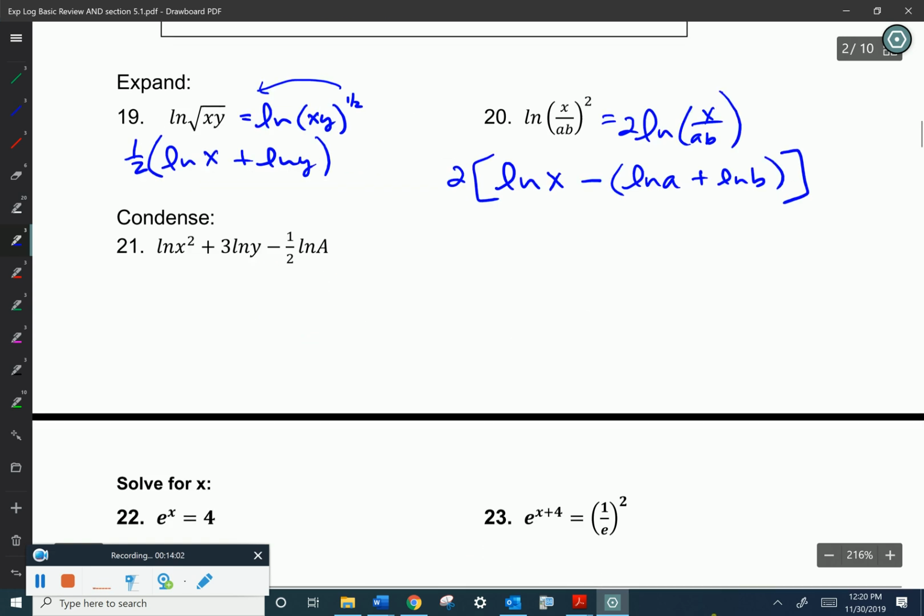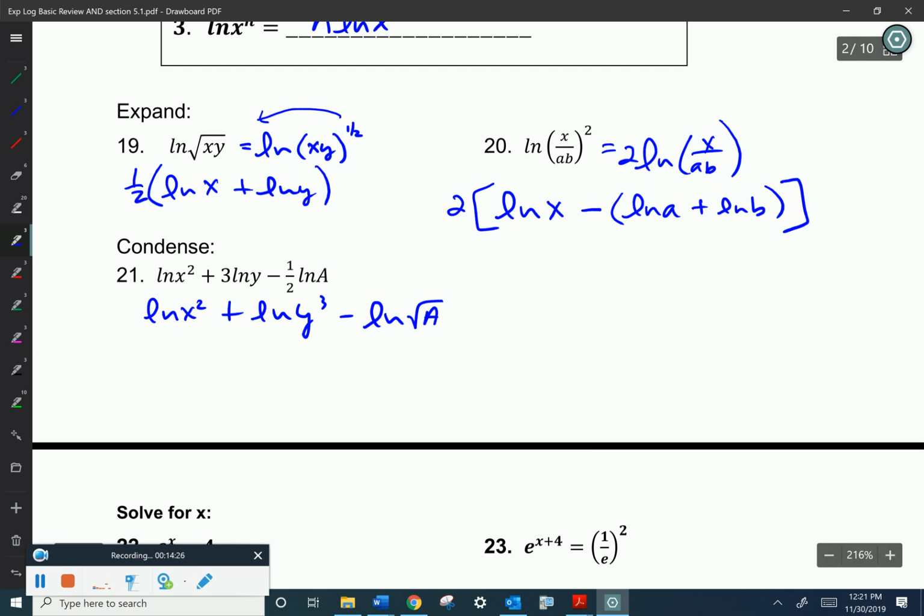So before I can do anything, I'm going to have to move this 3 up to be an exponent, and I'll move this 1/2 up to be an exponent. So I actually have natural log of x squared plus natural log of y cubed minus natural log of a to the 1/2, or if you'd rather, you can even write square root of a. It doesn't really matter. Now that I don't have any numbers in front, I can use properties 1 and 2, and I can say this is going to be the natural log of x squared times y cubed, and then because of the subtraction, that's going to be over the square root of a. So it's one logarithm of that big mess.